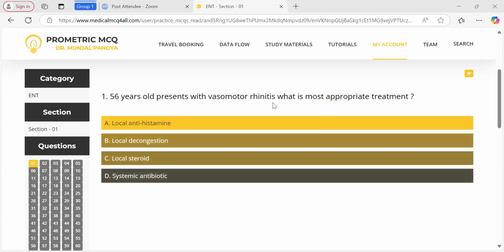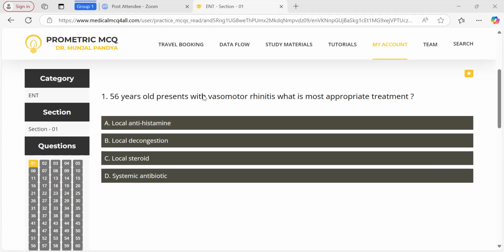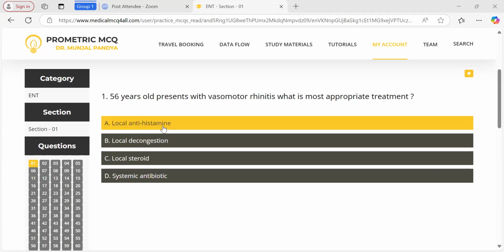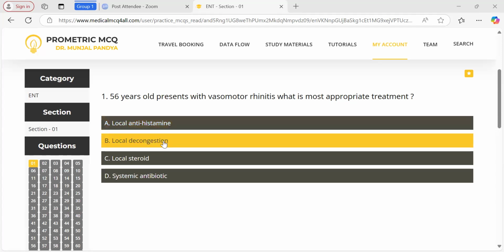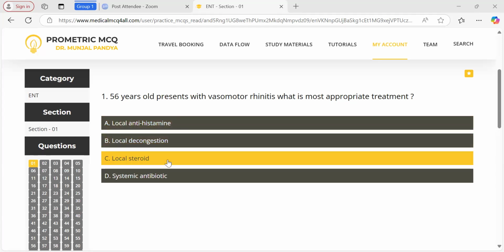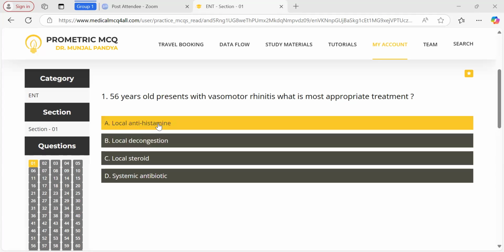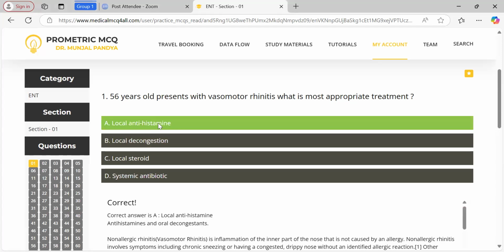See, whether it is vasomotor rhinitis or allergic rhinitis, anything, allergic or non-allergic, first we will give antihistaminic. If it is not acting, then decongestant, or we can give both together. Steroid and all comes later on. If it is not working, then steroid comes. So local antihistaminic. And systemic antibiotic is not needed because it is not an infection.